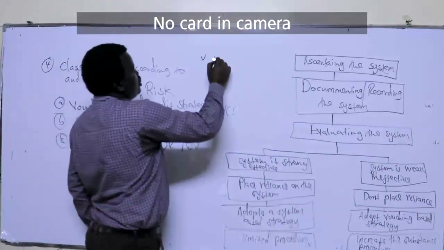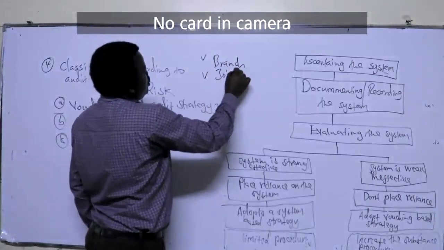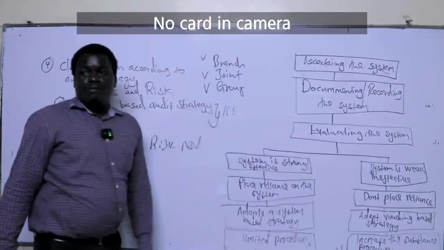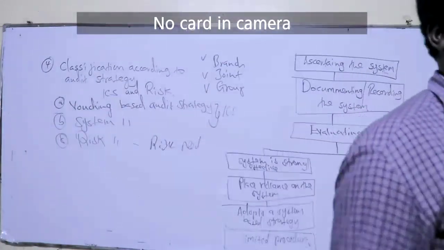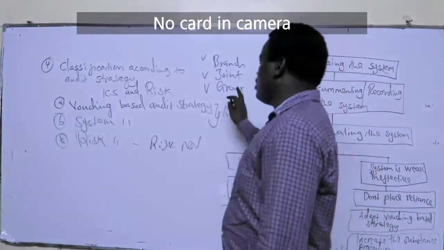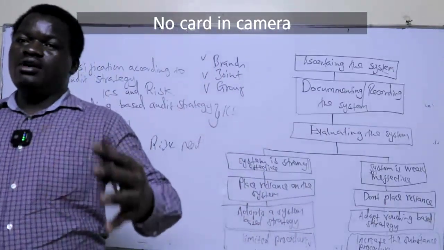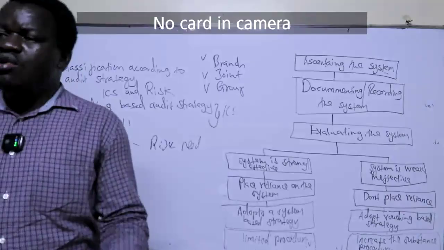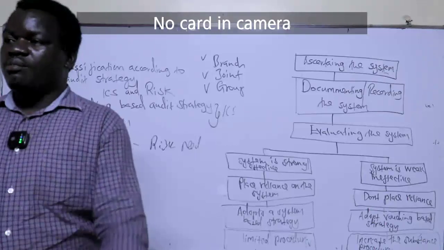On classification according to organization structures, we have these audits: branch audits, joint audits, and group audits. With branch audits, you're auditing the branches. When you're auditing consolidated financial statements for holding entities, you do group audits. Then a joint audit is a collaborative kind of audit, where two or more auditors do the work and then give one report. Joint audit.